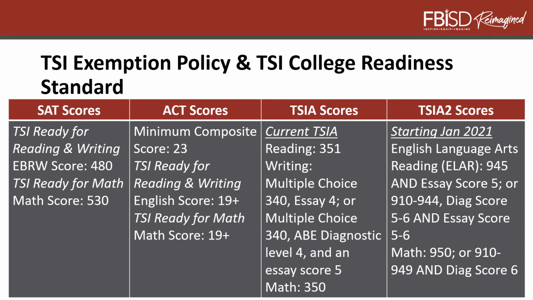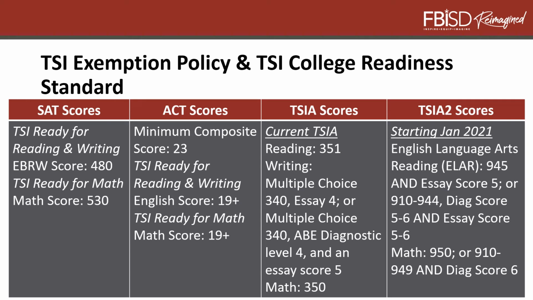TSI II scores are different than TSI 1. On the TSIA, there are 3 sections: reading, writing, and mathematics. So for reading, you had to score a 351. On the writing, you needed a 340 on the multiple choice section of writing and a 4 on the essay. And then on the math, you needed at least a 350.